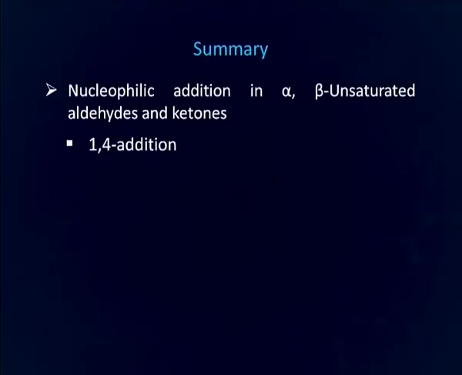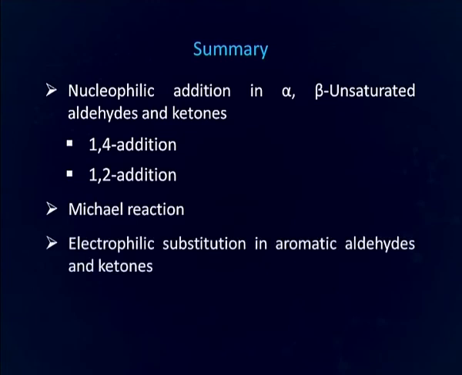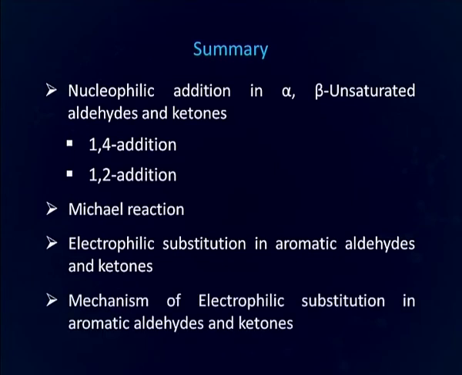Now, to summarize today's lecture, we have discussed in detail nucleophilic addition in alpha beta unsaturated aldehydes and ketones. We have seen how addition takes place at the 1,4 position and at the 1,2 position. We then discussed the Michael reaction in detail, where addition again takes place at the 1,4 positions of alpha beta unsaturated aldehydes and ketones. We discussed electrophilic substitution in aromatic aldehydes and ketones, why aromatic aldehydes are meta directing, and the mechanism of electrophilic substitution in aromatic aldehydes and ketones.